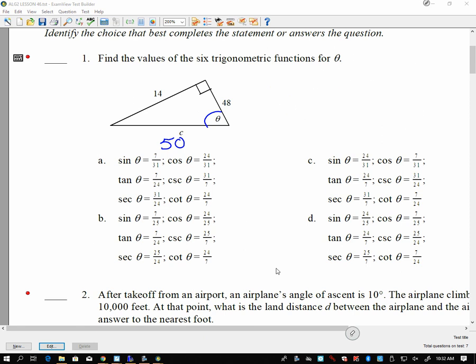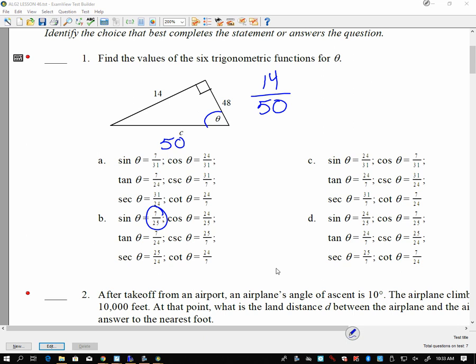All right, now we want our ratios. Let's start with sine. What was sine again? All right, so what is opposite of theta? What's opposite of it? 14. What's hypotenuse? 50. Can we reduce that? That would be what? 7 over 25? All right, does that reduce at all? No? Okay. So far, boom, right there, right? Sine theta is 7 over 25.